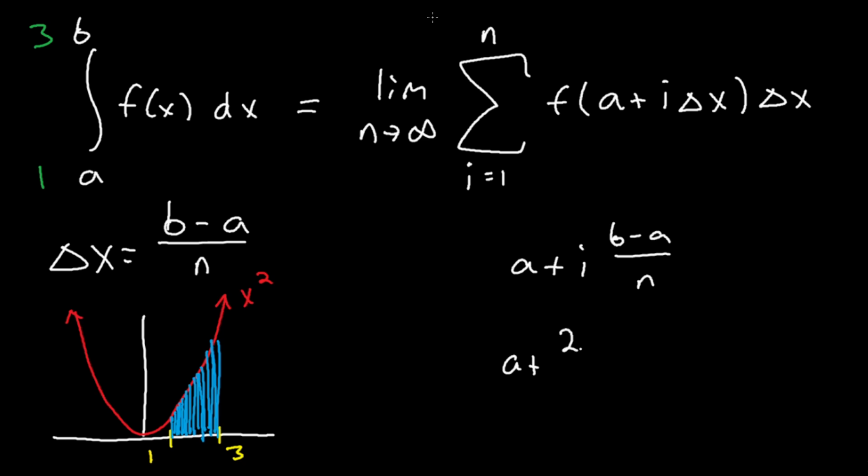So you get a 2i over n. And what a does is start your x value, or your input, at the beginning bound, at the lower bound. So it starts off at 1. So let's circle this. I think, does that go off the screen?